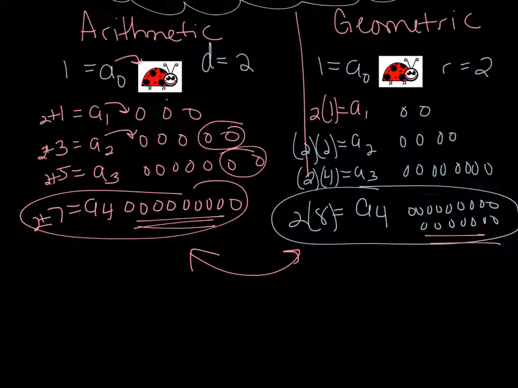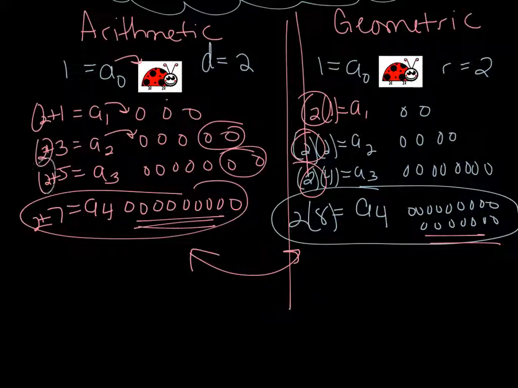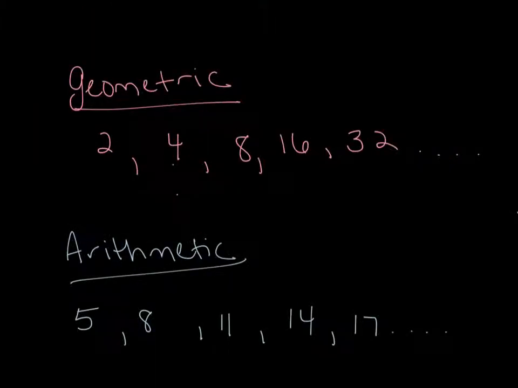But the main idea is that in a geometric, you are multiplying by something, in this case it was 2, and in arithmetic you are adding that same thing to the previous thing you have. That's the whole idea of recursive. You need the thing before it to find the next thing. Okay, so let's do some more examples.